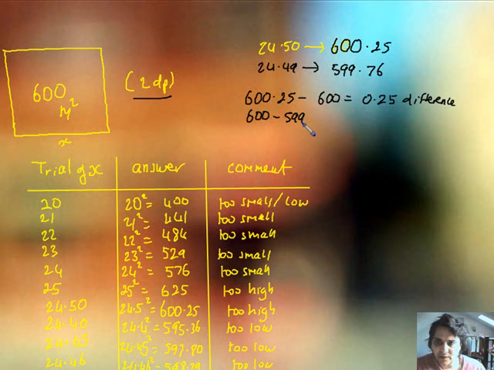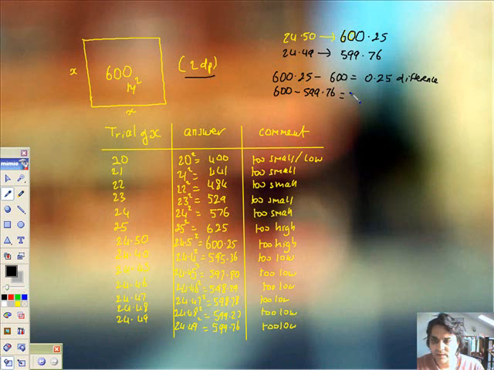Take away 599.76. Do that on my calculator. 600 take away 599.76. Boom. Look at that. 0.24 difference.